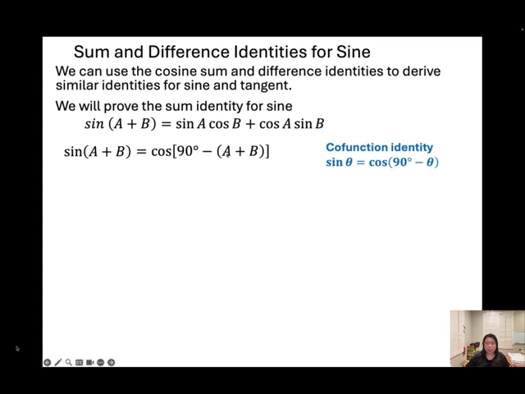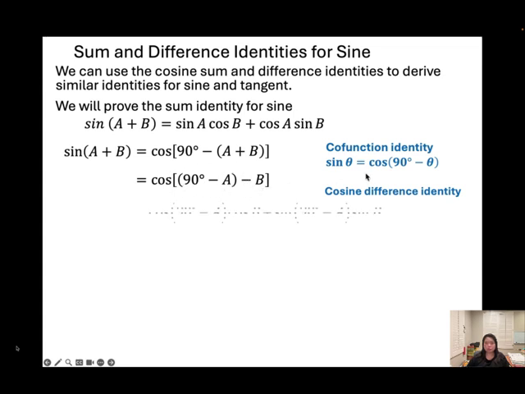If I distribute the negative, I will have 90 degrees minus A minus B. Then I will group these two together, so you get 90 minus A, and then minus B. Now I'm going to apply the cosine difference identity for cosine A minus B. Remember: cosine A cosine B plus sine A sine B.